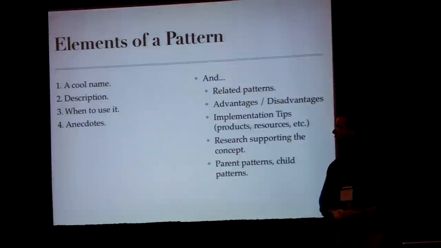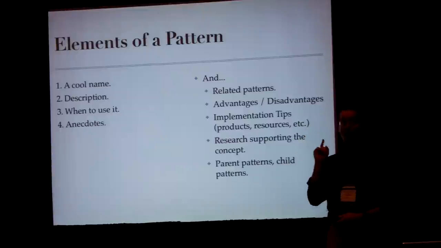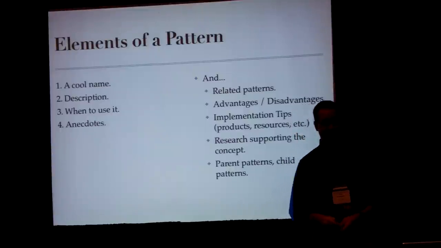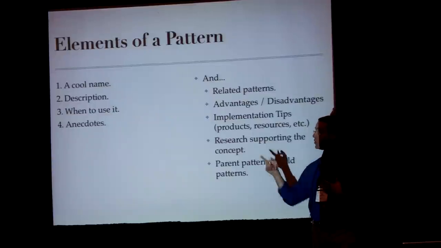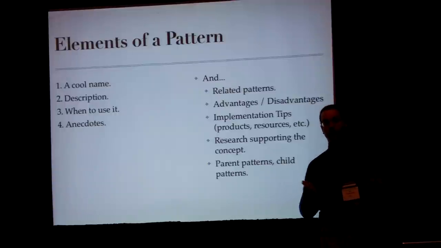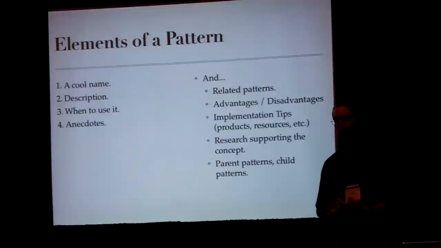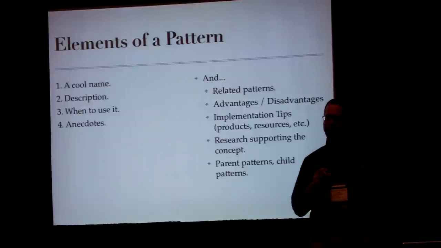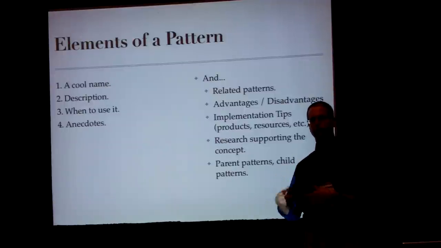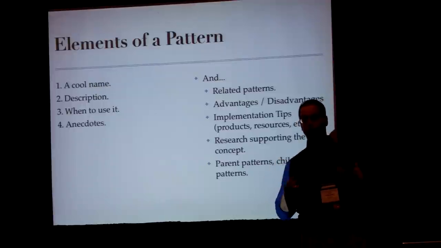So what does a pattern have? A pattern tends to have four important things and a lot of minor things. The important things are a really cool name, a description of what the pattern is, criteria about when to use it, and anecdotes that drive the story home. Anecdotes are particularly important because system administration, in addition to being a career, is very much a culture. And cultures pass knowledge to future generations through their stories and anecdotes. It's important that we, as a culture, therefore collect our stories and pass them down.